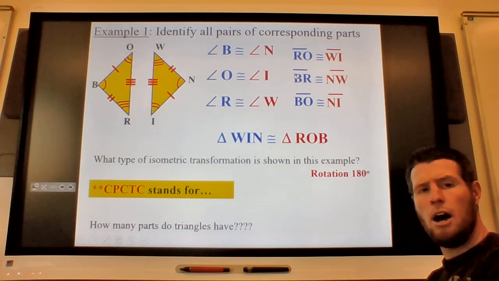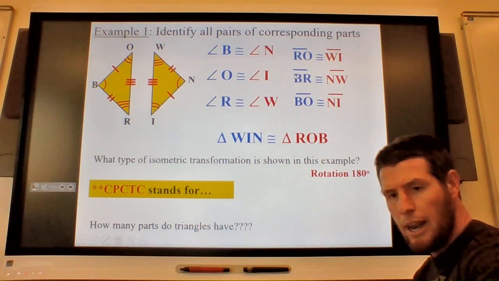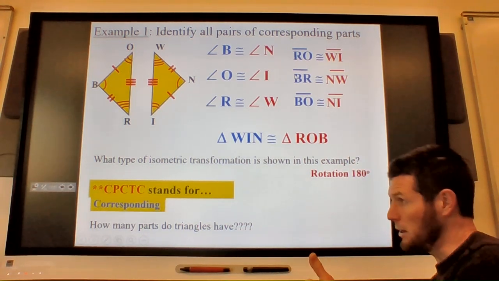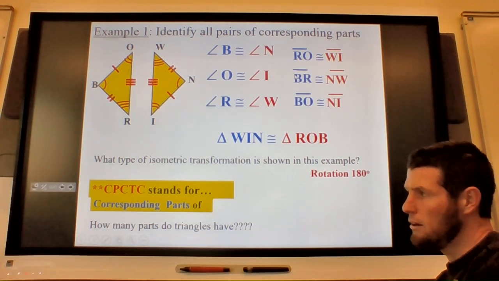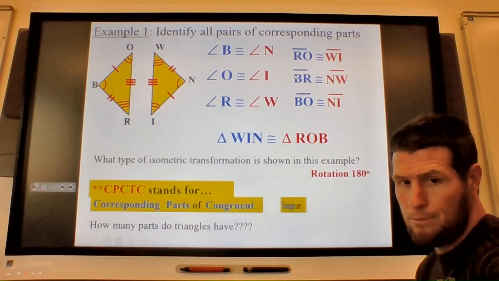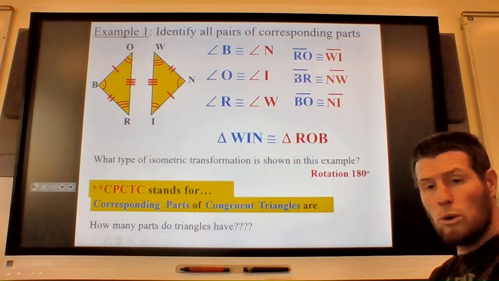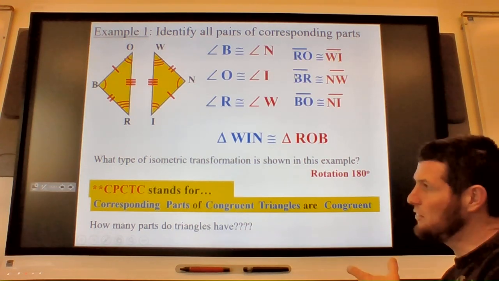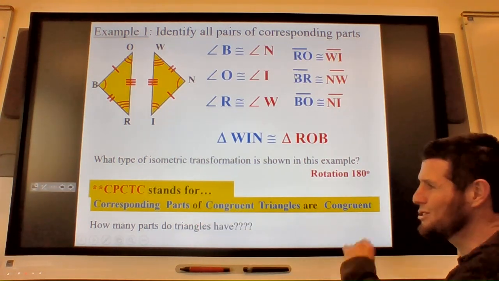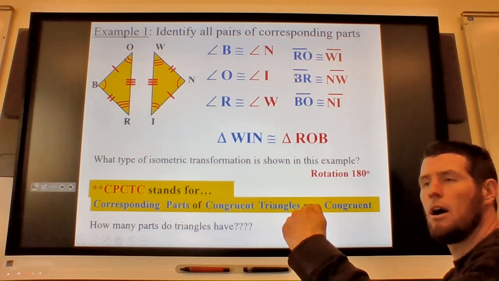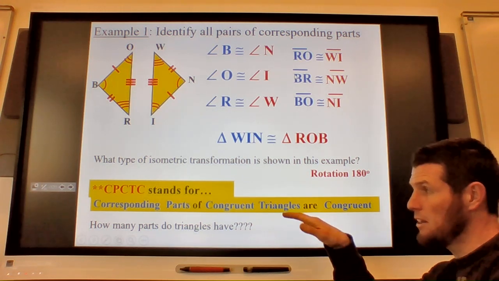Okay, go ahead. So this CPCTC is technically the definition of congruent triangles, and it stands for corresponding parts of congruent triangles. We're talking about those parts. So the corresponding parts, the ones that correspond, have to be congruent. The definition of a congruent triangle is a triangle where all the corresponding parts are congruent. So this is just an acronym to remember to utilize this idea that all the corresponding parts have to be congruent. Big thing is going to come up later on in proofs.